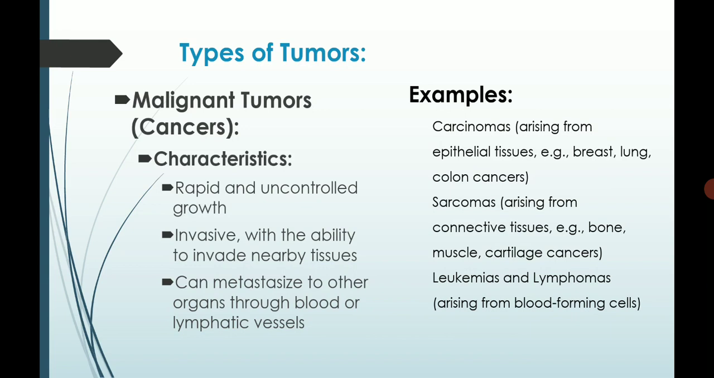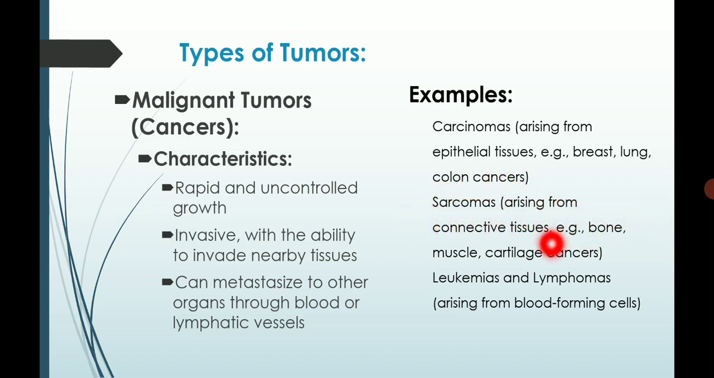Here we can see the examples of malignant tumors. The major types are carcinomas, which arise from the epithelial tissues. Examples are breast cancer, lung cancer, and colon cancer. The second one is sarcomas, which arise in the connective tissue. If the tumor is forming in the connective tissues, it is categorized under the name of sarcomas.